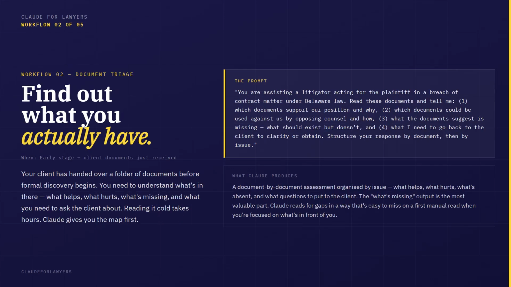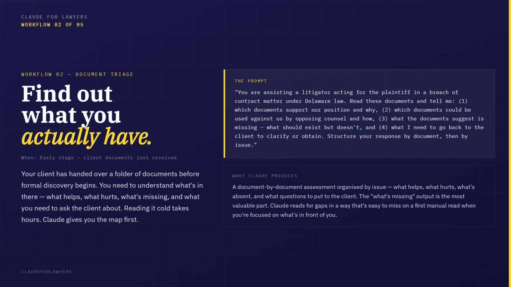Workflow 2, document triage. Your client has handed over a folder of documents before formal discovery begins. You need to understand what's in there, what helps your case, what hurts it, what's missing, and what you need to go back to the client to get. Reading it cold takes hours, and when you're reading cold, you're focused on what's in front of you, not what should be there and isn't.